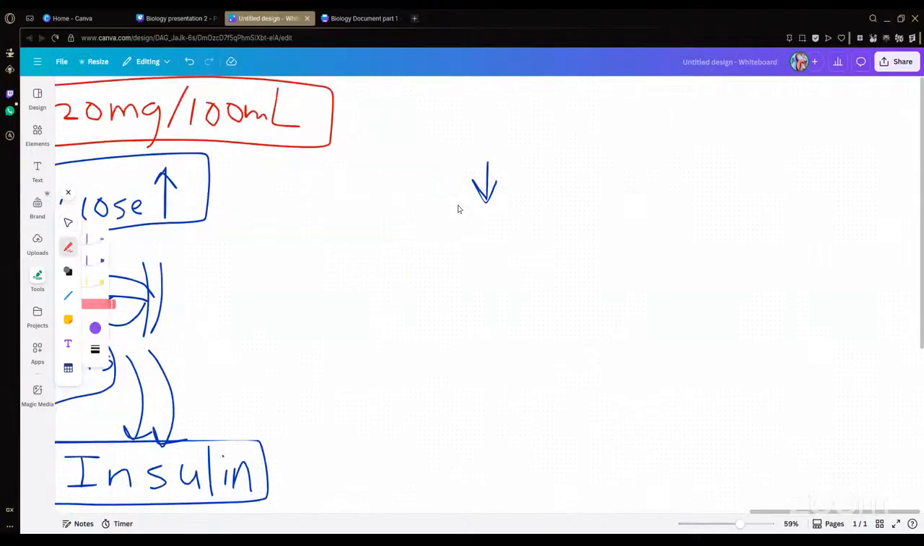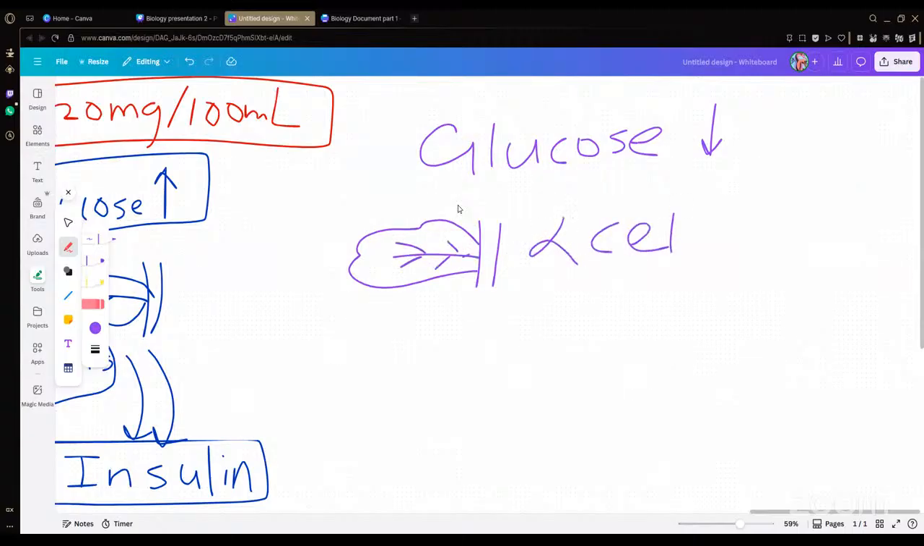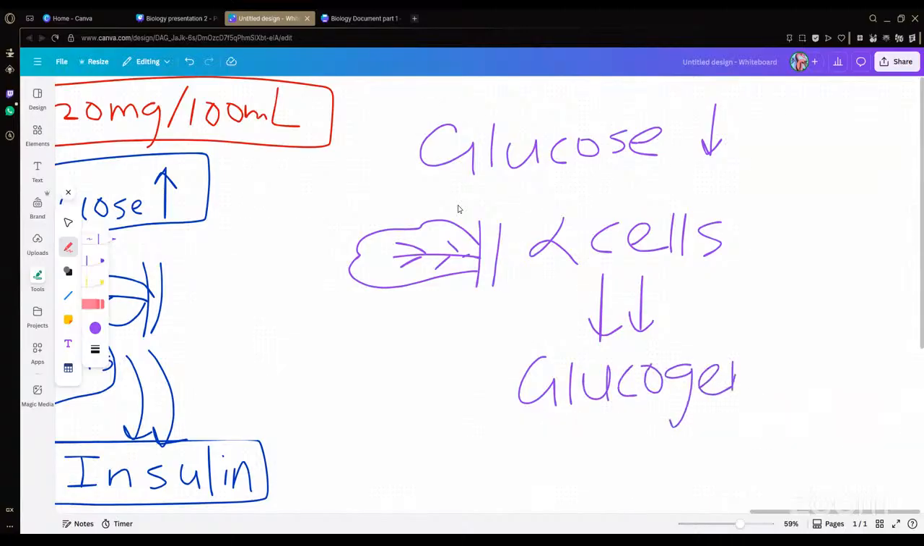Okay. All right. So now, when the glucose level is low, the pancreas has alpha cells. So these alpha cells are going to be secreting the hormone glucagon. That's what's mentioned in the book. Glucagon. Yeah. So glucagon is going to be secreted, right? So these are alpha cells. So glucagon is going to be secreted.